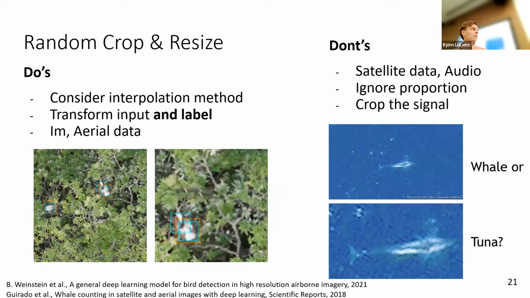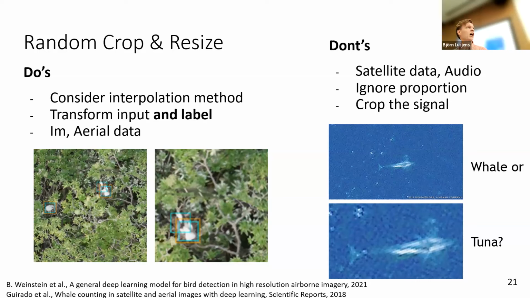Other ones are random crop, meaning you have your input image and you randomly take a crop out of that image and you resize it to the full image. That works very well, for example, in aerial imagery, where we fly our drone at various heights because it kind of simulates that axis of variation. Care needs to be taken to transform your input and your label. If you have bounding boxes, they will also need to be grown to the size proportionately.